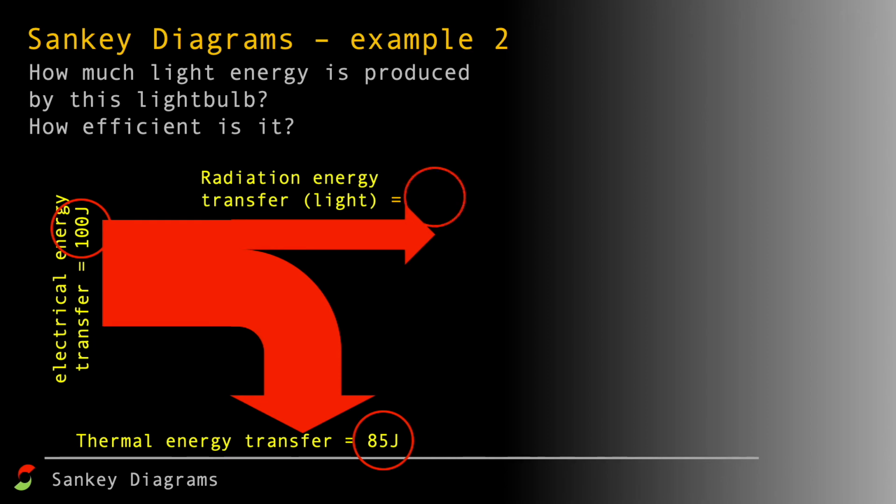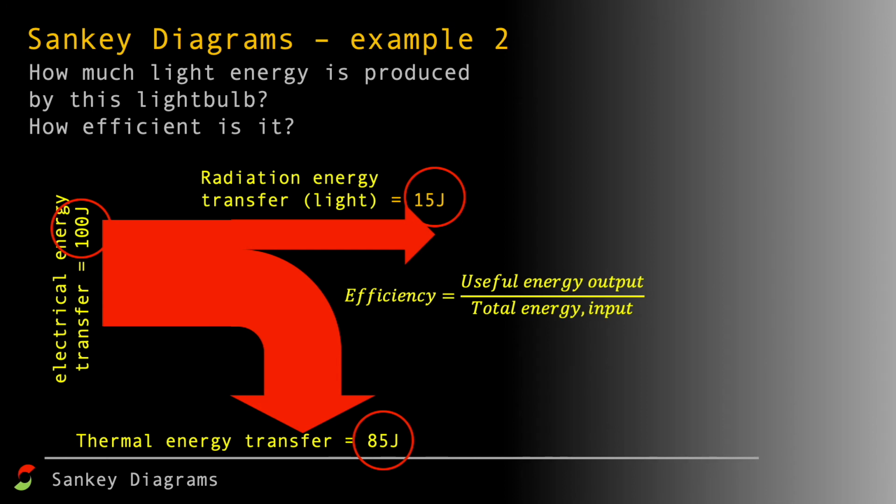And what we're trying to do is work out what's going to be useful energy transfer. And it's just the difference, so 100 minus 85 will tell us that 15 joules is transferred usefully in the form of radiation energy, or light, if you prefer. And what we can do with that, we can then use the equation efficiency to calculate how efficient the light bulb is. So remember, that's from one of the other videos, the useful energy output divided by total energy input. Well, the useful energy output is 15 divided by 100, it's 0.15, so it's 15% efficient.